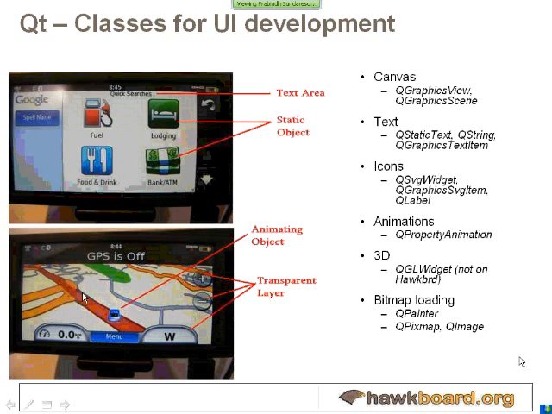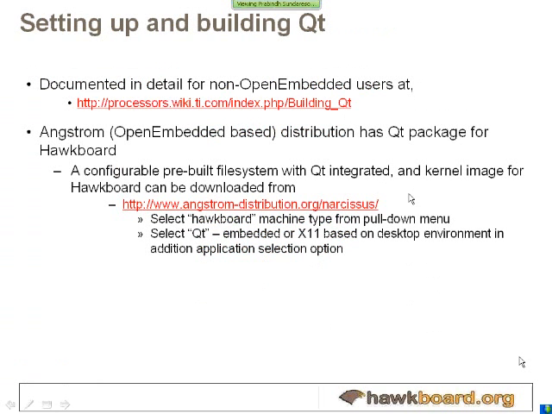For bitmap loading, for example, loading this particular bitmap on the background, or other bitmaps like this car, there are various classes available: QPixmap, QImage, and so on. So these are typical classes that you would use. You can just search for them on Qt's web page for various operations and the APIs that it exposes. But this is a quick cheat sheet of all the classes that you can use for creating a standard UI.